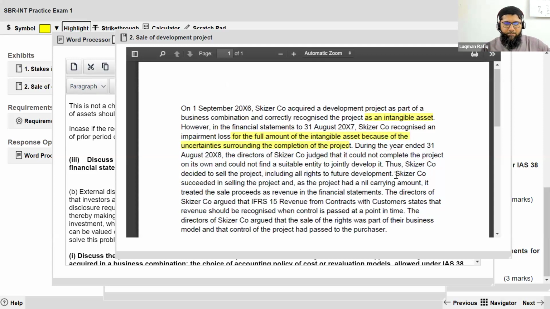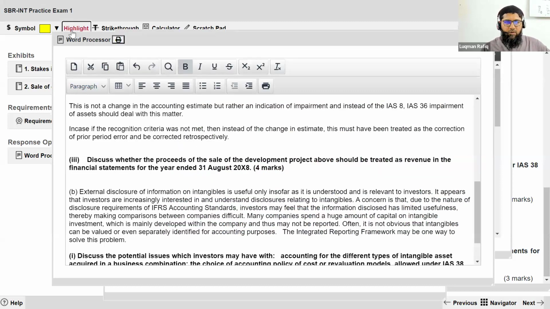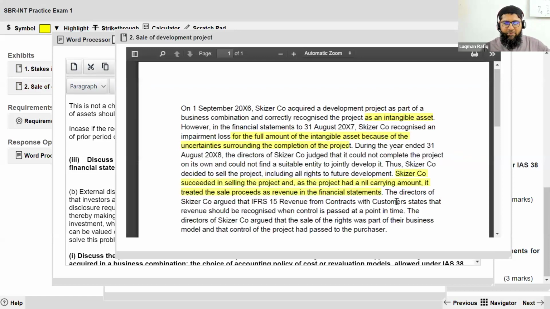Skizer company succeeded in selling the project, and as the project had a nil carrying amount, it treated the sale proceeds as revenue in the financial statements. So they treated the sale proceeds as revenue. Directors argued that IFRS 15 states that revenue should be recognized when control is passed at a point in time. The directors argued that sale of the rights was part of their business model and that the control of the project had passed to the purchaser.